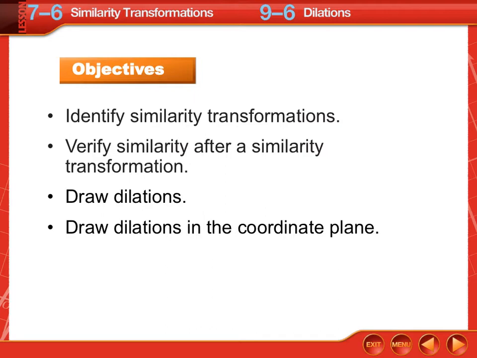Okay, so what are the objectives? The objectives here are to identify similarity transformations. That, in a sense, is dilations, and we're going to talk about what those are. We're going to verify that we do have a similarity transformation, and of course you may already be suspecting that that means finding proportionality. We're going to draw dilations in class, and we are going to look at dilations on the coordinate plane.